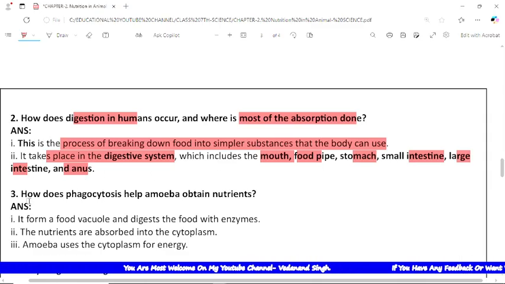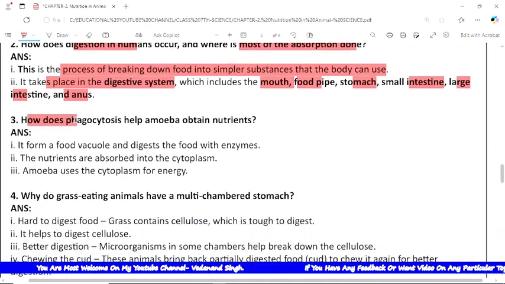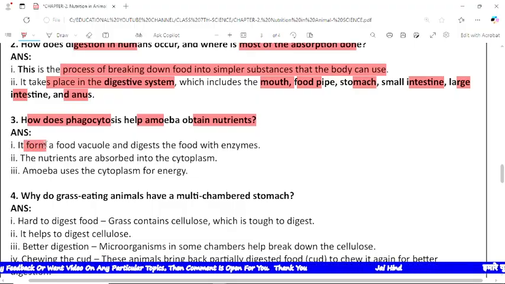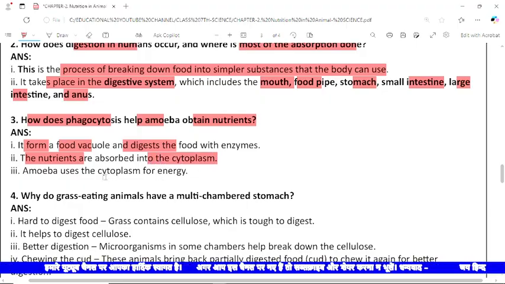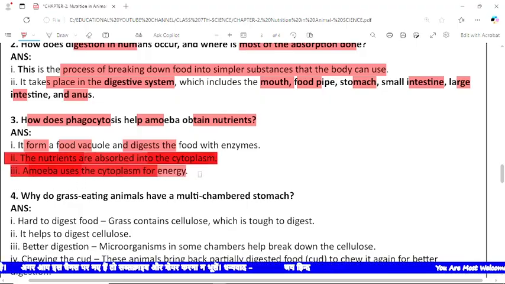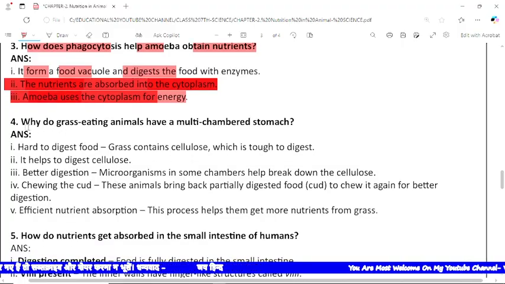Now the third question is how does phagocytosis help amoeba to obtain nutrients? The answer is it forms a food vacuole around the food particle and digests the food with enzymes. The next point is the nutrients are absorbed into the cytoplasm. The next is amoeba uses the cytoplasm for energy. Now the next question is the fourth question.